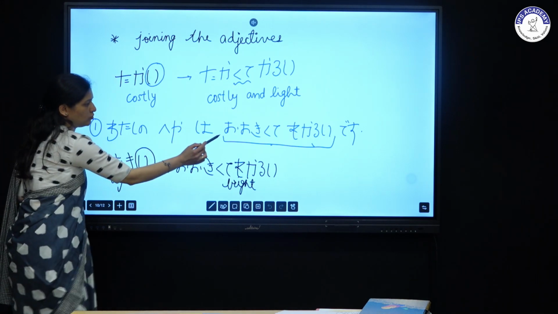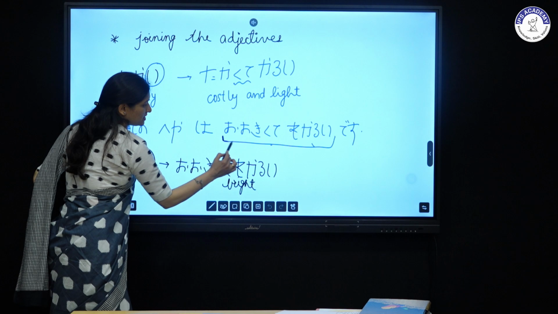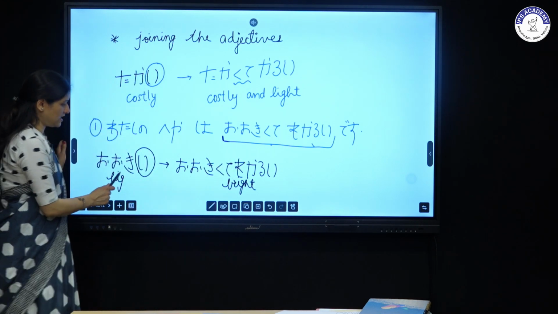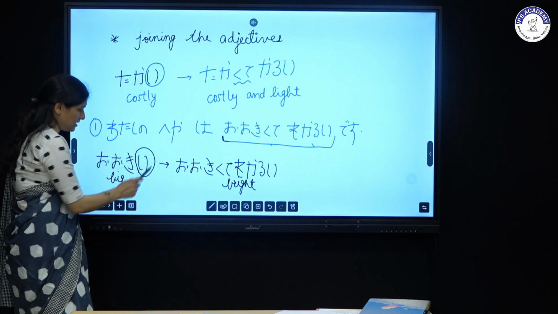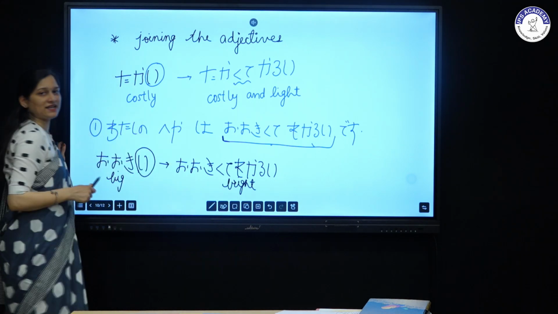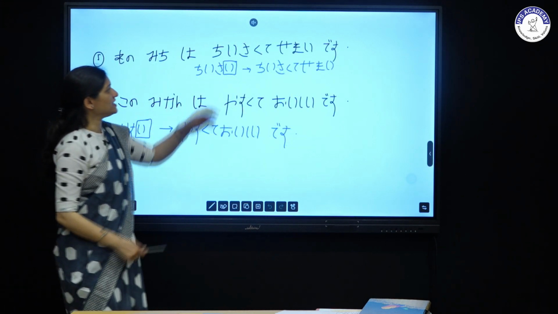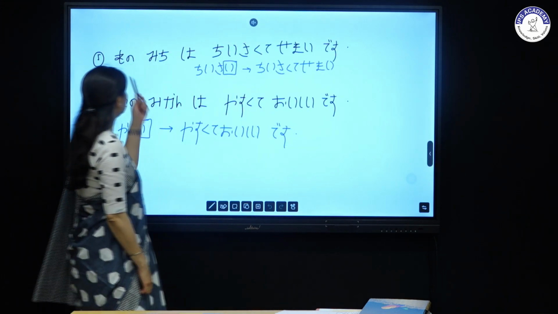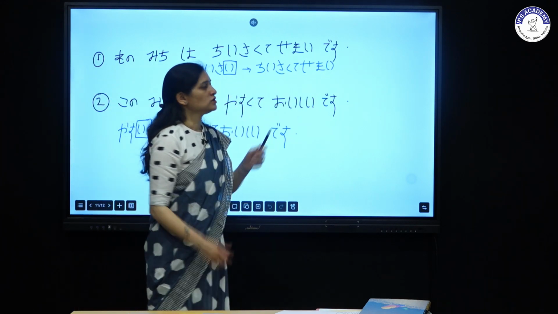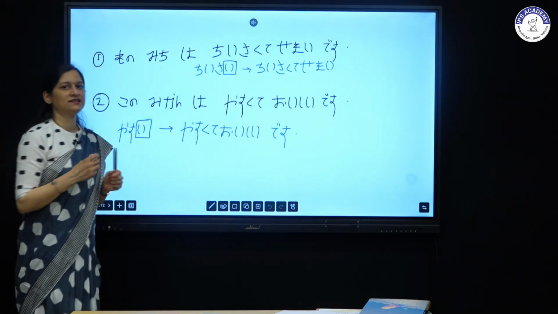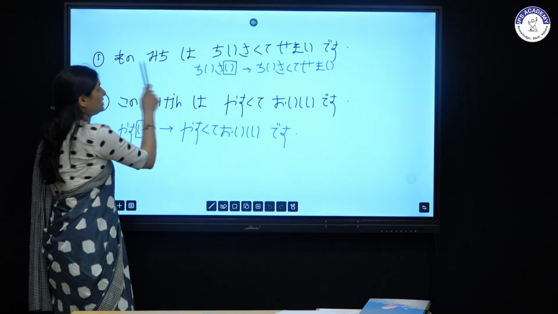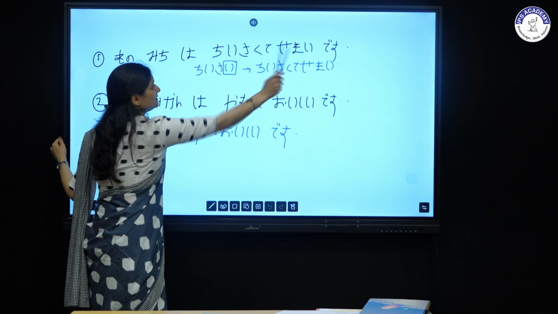See how do we form this? Ookikute akarui. Replace i from ookii with kute and then write the second adjective. Michi wa chiisakute semai desu. That road is small and narrow. So basically kute acts as a conjunction and, isn't it? So that road is small and narrow.